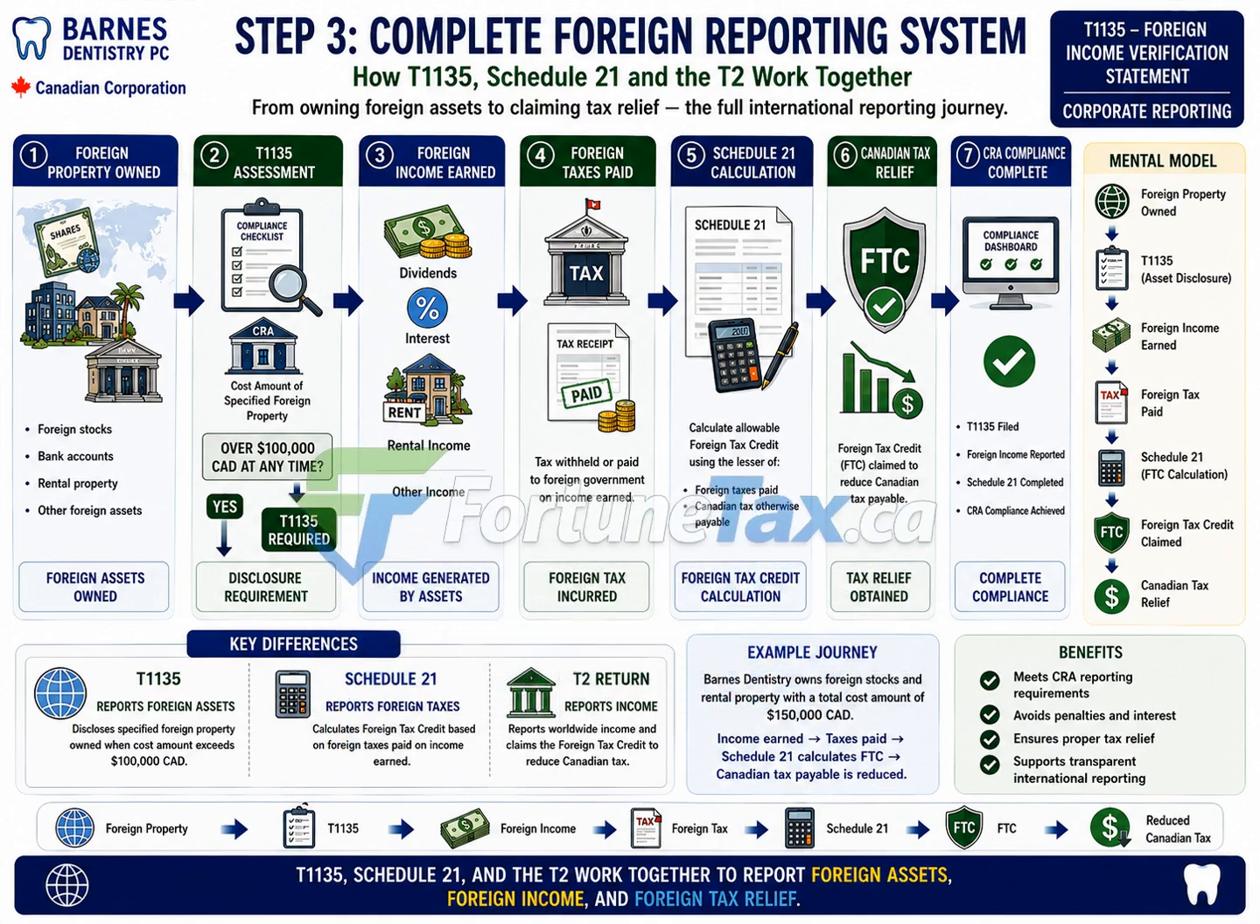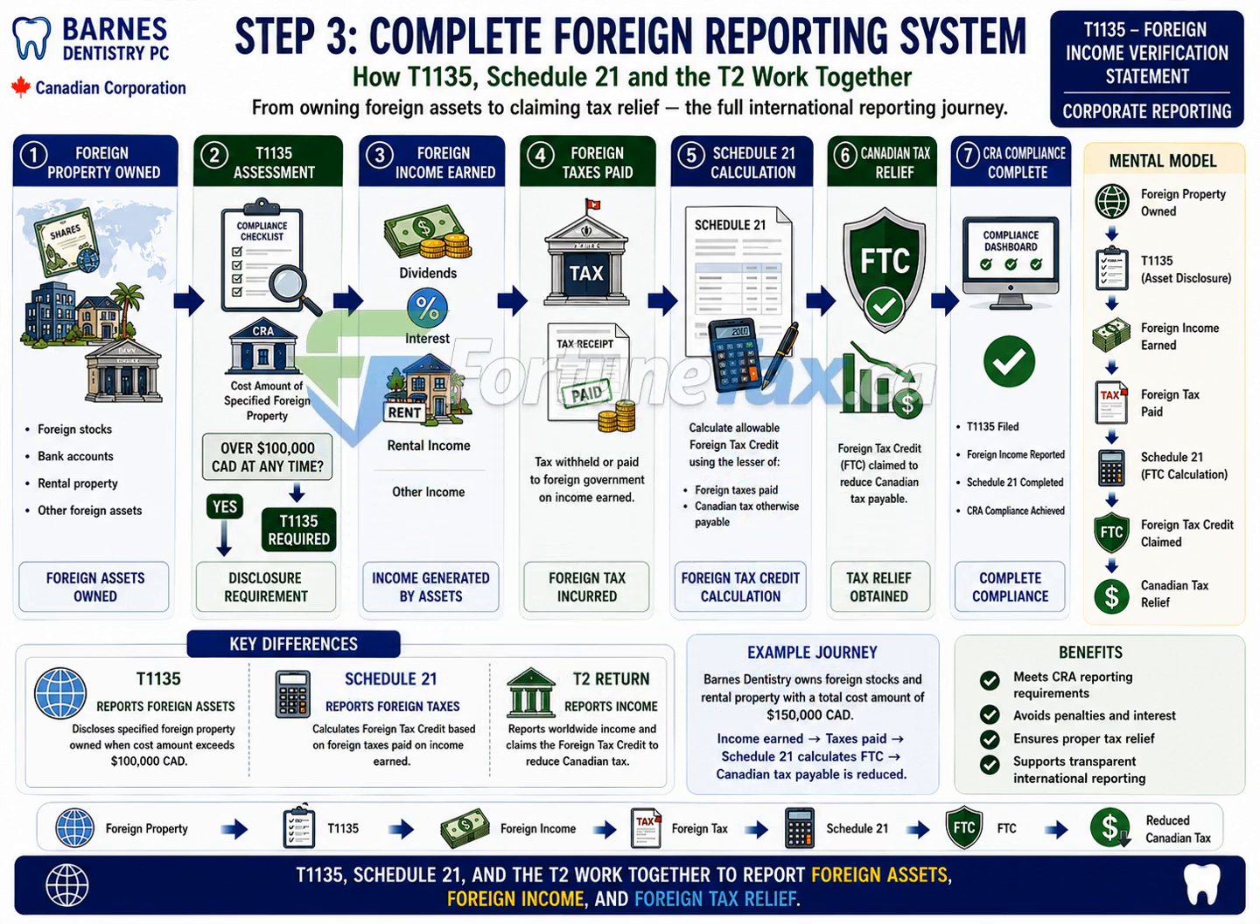Next, we arrive at Stage 6, Canadian tax relief. Once the foreign tax credit has been calculated, it is claimed on the T2 return. The credit reduces Canadian tax payable. This helps prevent double taxation and creates a fairer overall tax result. Notice the green shield shown in this stage. It represents protection against being taxed twice on the same income.